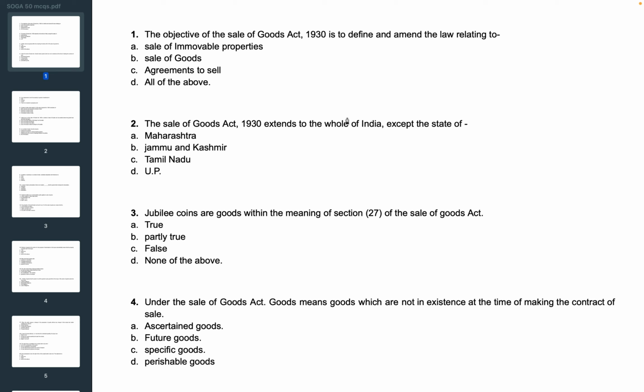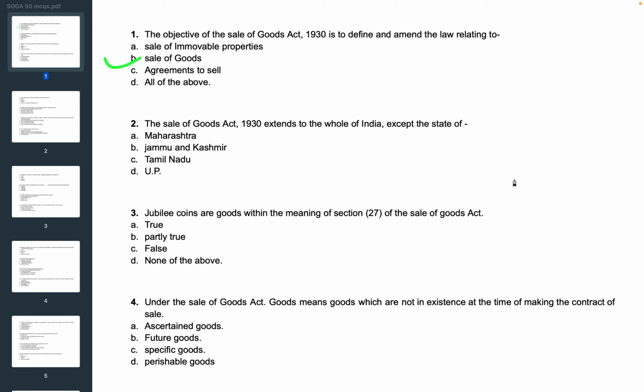So let's begin. The first question is, the objective of the Sale of Goods Act 1930 is to define and amend the law relating to. The options are A. Sale of immovable properties, B. Sale of goods, C. Agreements to sale, D. All of the above. The correct answer is B. Sale of goods.